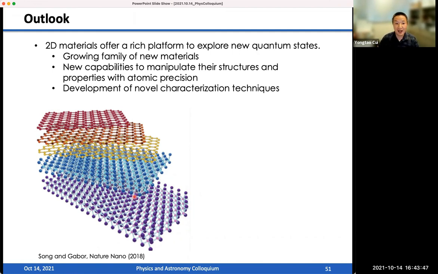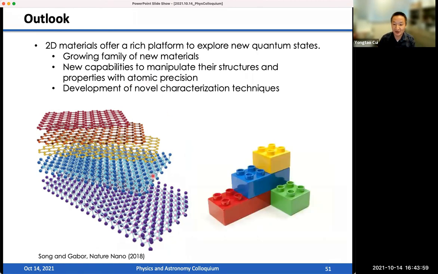And then we have been developing new capabilities to precisely manipulate their structures, potentially down to atomic precision. So in a lot of senses, this is like playing around with Legos, right? And I think that the field is still at a very young stage, and it is probably at the age of playing around with Legos. And I believe there is a lot of potential to build more complex structures. And of course, in that process, we need to develop novel characterization techniques to probe those new states.